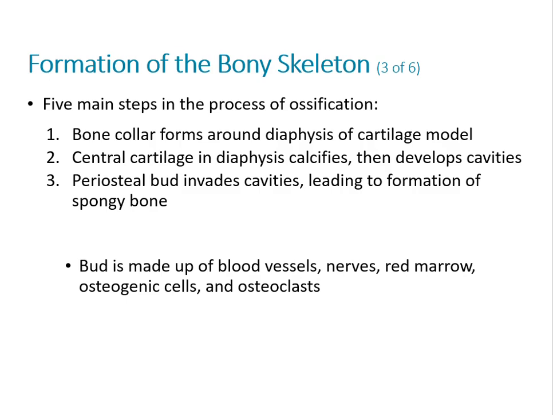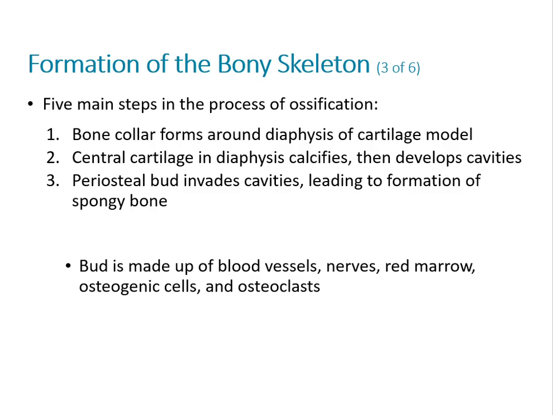So there's 5 main steps in this process of ossification, of endochondral ossification, where we're taking hyaline cartilage and forming bone. After the formation of the primary ossification center, a bone collar will form around the diaphysis of the cartilage model, the shaft of the cartilage model. This will actually shunt blood flow from the perichondrium to the cartilage model. So the central cartilage in the diaphysis starts to die, and then it starts to calcify and develop cavities as this cartilage dies and moves away, essentially, because the debris is all that's left.